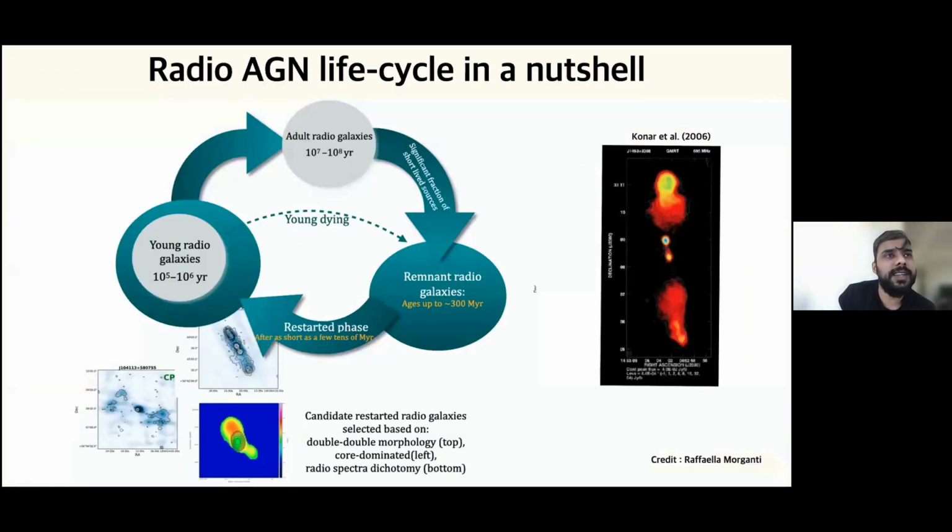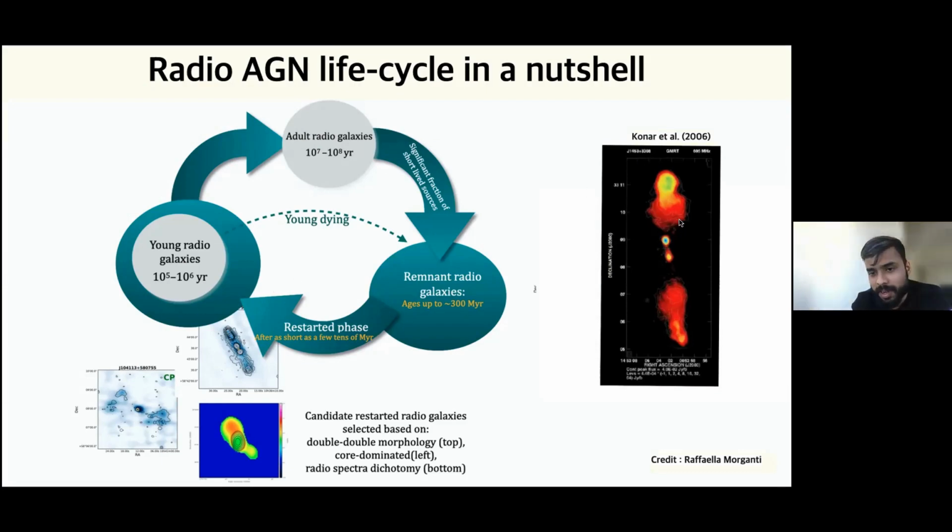So this slide, I'm not going to go into a lot of detail, but I'm going to tell you the life cycle in a nutshell. Like I said before, this diagram basically shows the same idea that you have young radio galaxies that age to become adults. Then a big fraction of them switch off, a big fraction are short-lived. And then they become remnants, which are characterized by their old aging plasma that we can observe. Then the activity switches on again and we see young radio galaxies again.